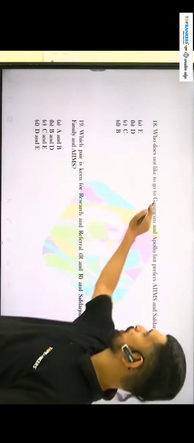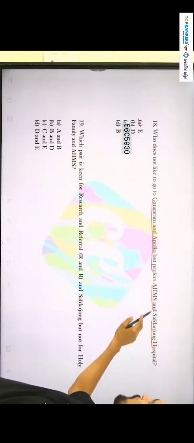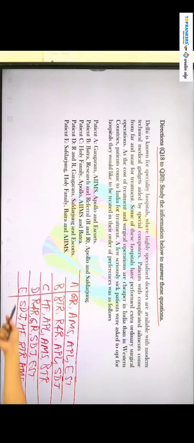Who does not like to go to Gangaram and Apollo but prefers both AIIMS and Safdarjung? So AIIMS and Safdarjung should both be ticked. A has AIIMS but not Safdarjung, so that cannot be A. B has Safdarjung but not AIIMS. It cannot be B. C has AIIMS but not Safdarjung. D has Safdarjung but not AIIMS. E has both Safdarjung and AIIMS, so it is E, who shows all the qualities. Check: E has neither Apollo nor Gangaram. So it is E. Next.